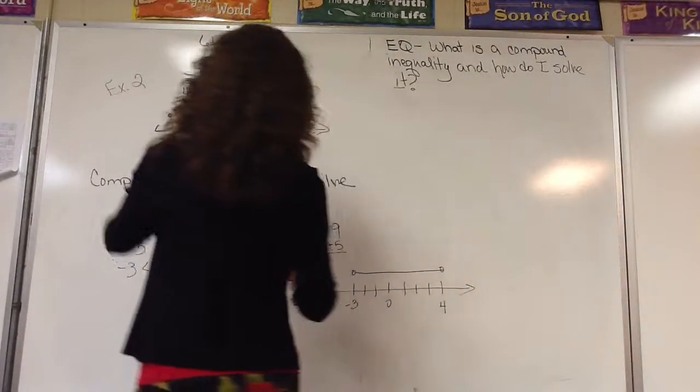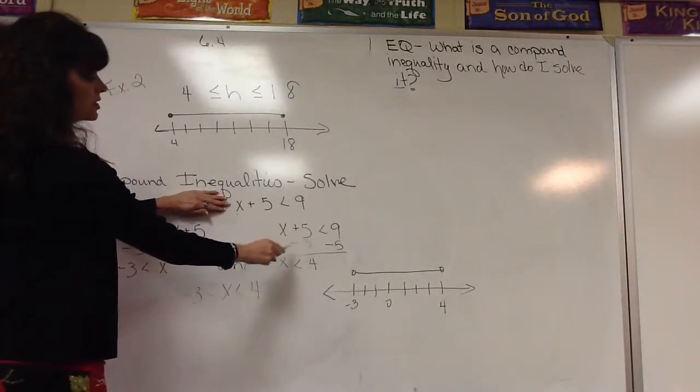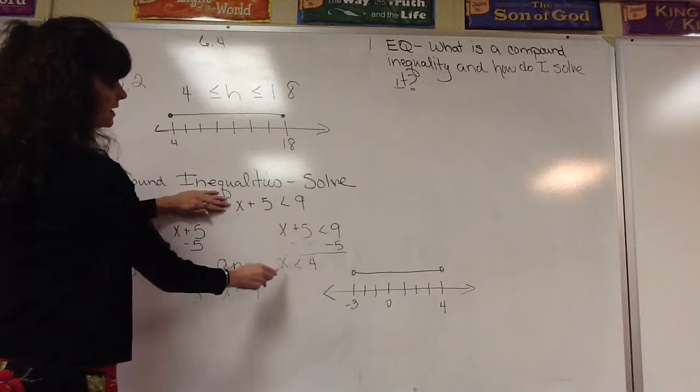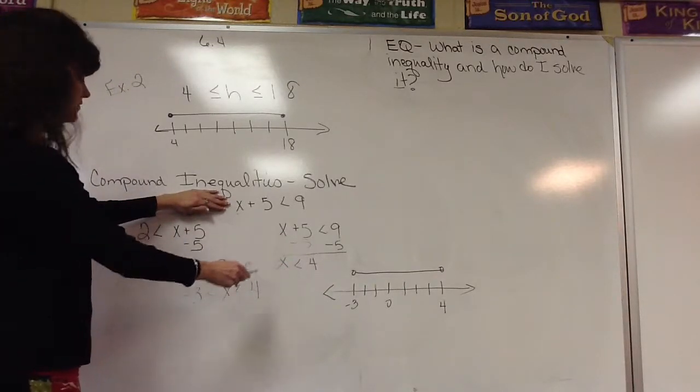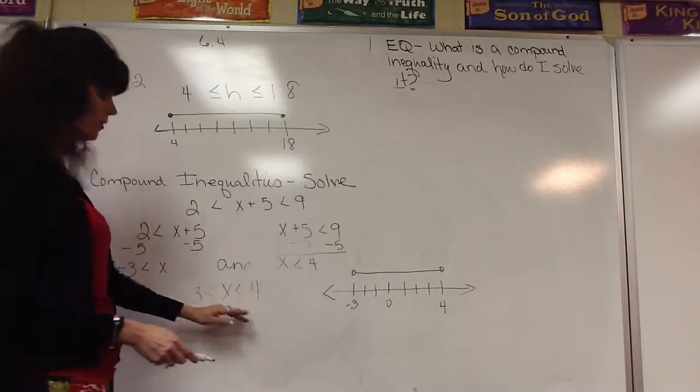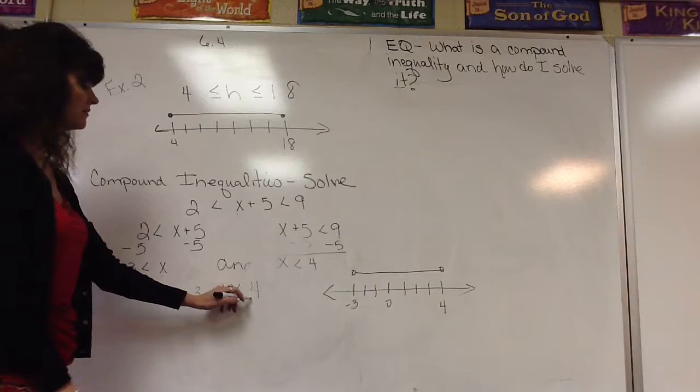Now we're going to come to the other side and do the same thing, except with x plus 5 is less than 9. We're going to subtract the 5 from both sides, and now we have x is less than 4. Now I'm going to bring the two statements together as a compound inequality. X is greater than negative 3, but x is less than 4.